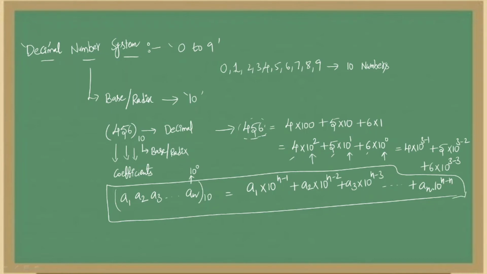If you have a fractional part in addition to the integral part, you will have 10 power minus 1. Minus 1 means n minus n plus 1. So n minus n plus 1 gives you 10 power minus 1. 10 power n minus n plus 2 will give you 10 power minus 2. Means, how can I write?